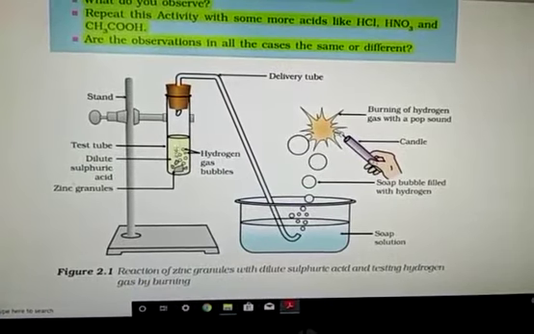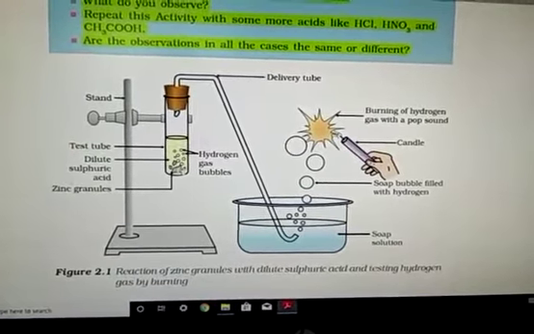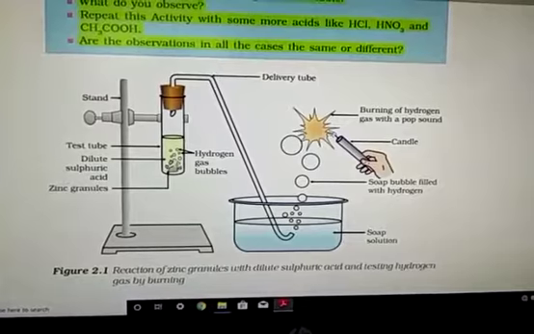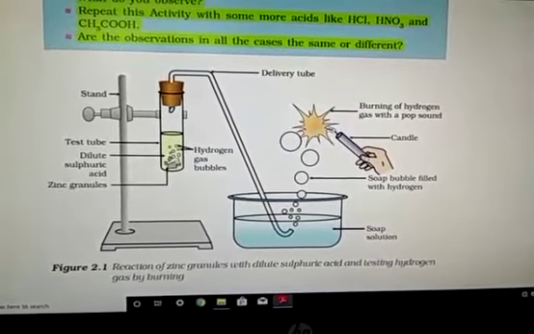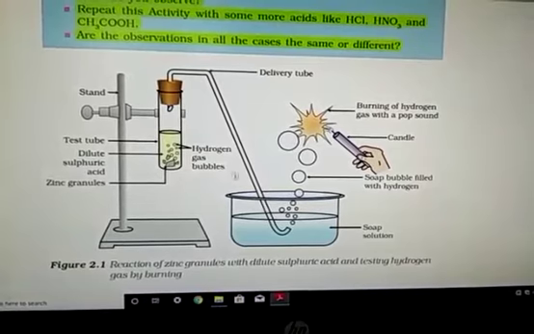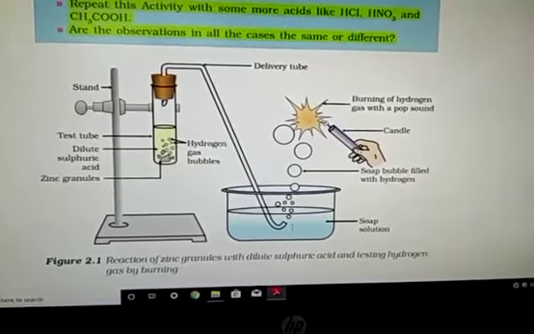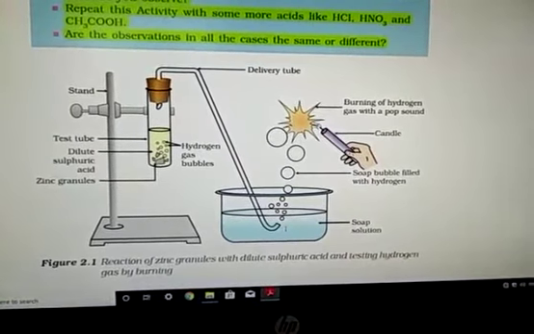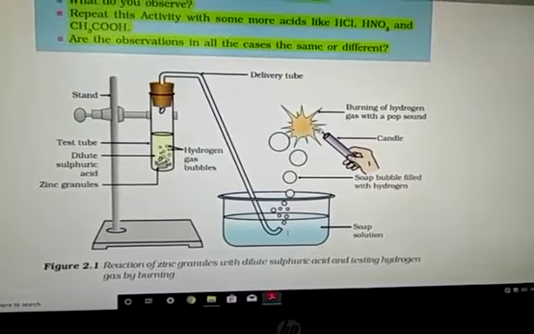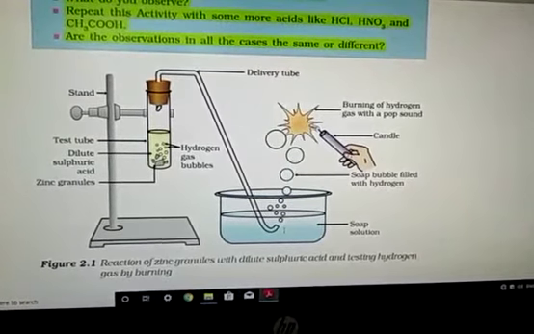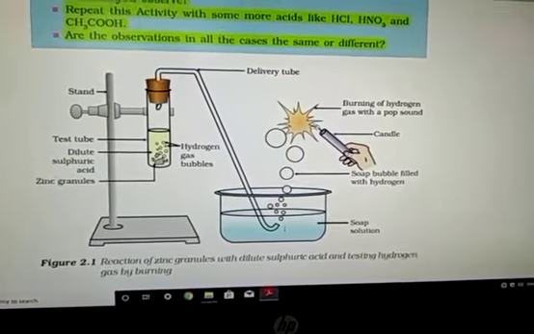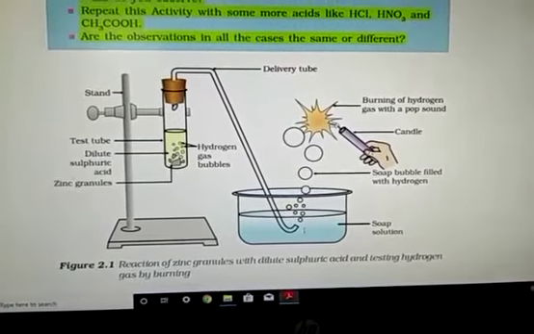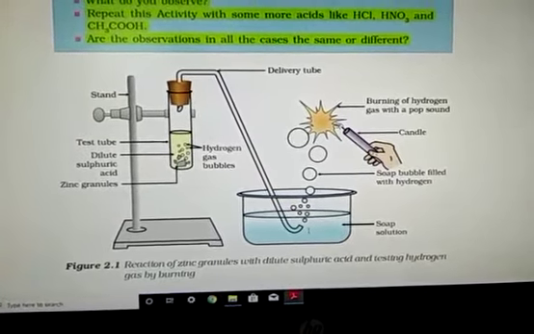When you put zinc granules in sulfuric acid, you will see bubbles of gas originate from the zinc granule surface, and this colorless, odorless gas passes through the delivery tube and goes into the soap solution. In the soap solution it forms bubbles because it's a very light gas, and it is also insoluble in water, so it is released in the form of bubbles. When we expose these bubbles to a burning splinter, they burn with a pop sound. It means this gas is hydrogen gas. Burning with a pop sound is the identification test for hydrogen gas.